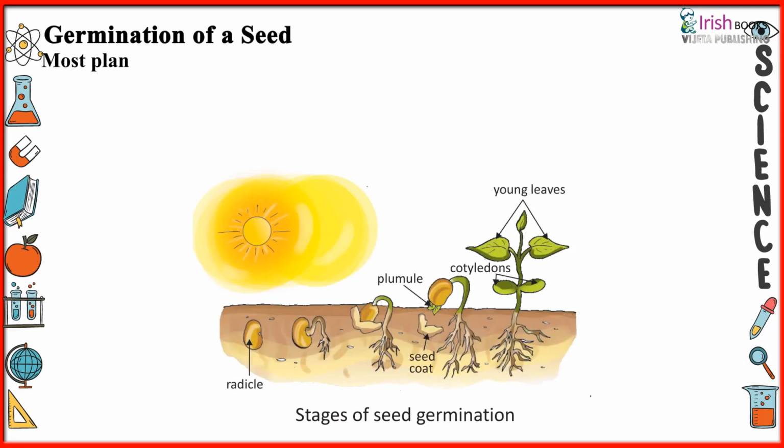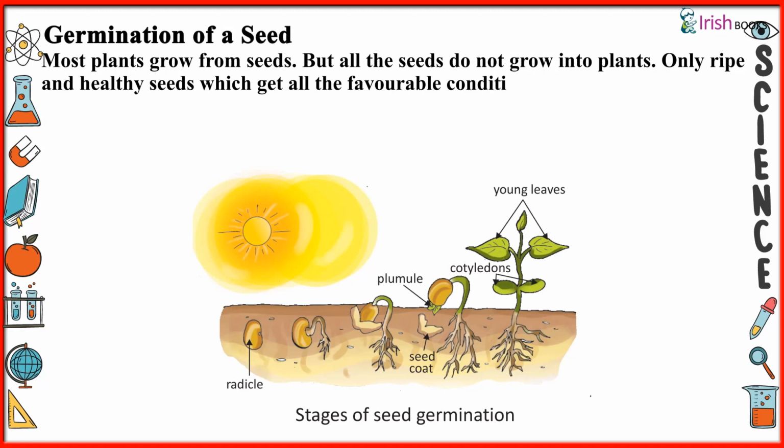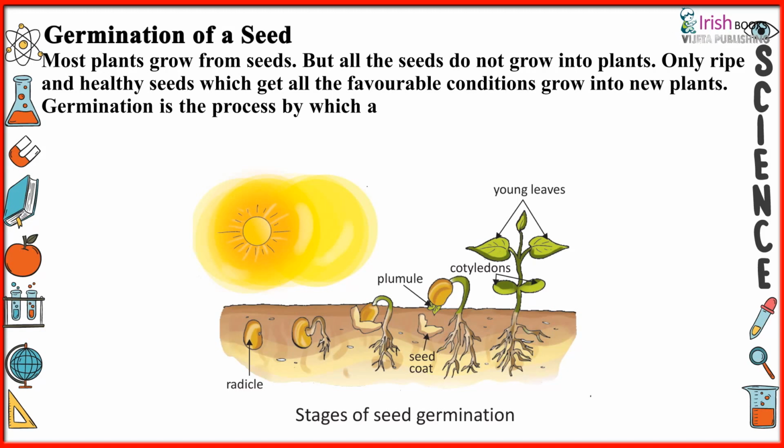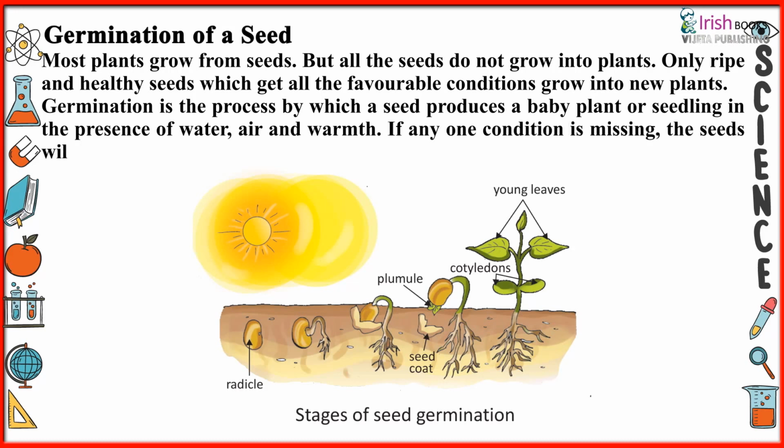Germination of a seed. Most plants grow from seeds, but all the seeds do not grow into plants. Only ripe and healthy seeds, which get all the favorable conditions, grow into new plants. Germination is the process by which a seed produces a baby plant or seedling in the presence of water, air, and warmth. If any one condition is missing, the seeds will not germinate.